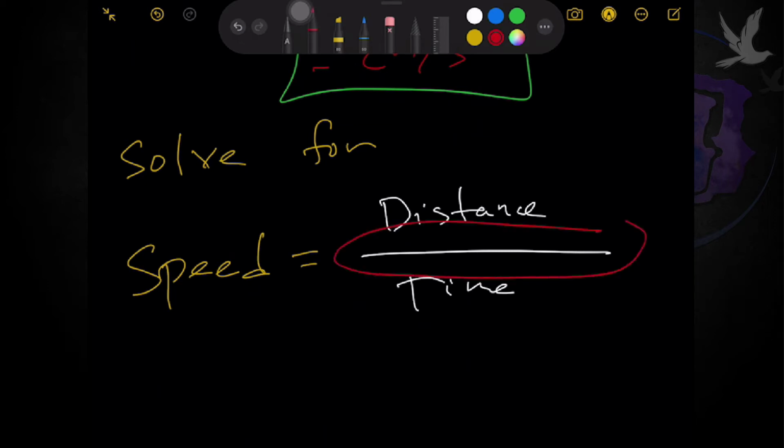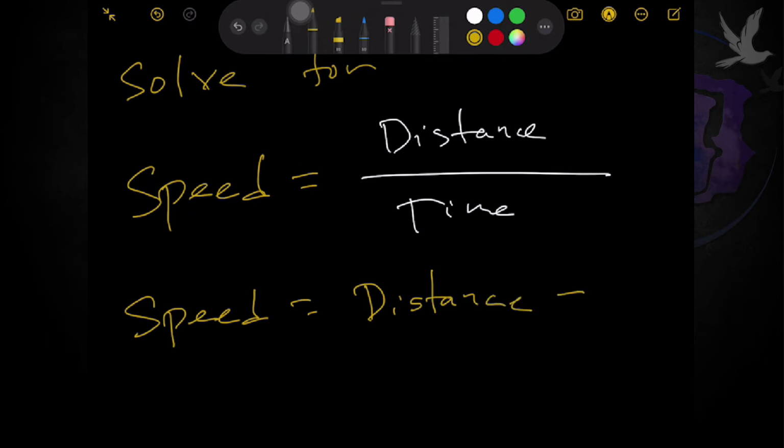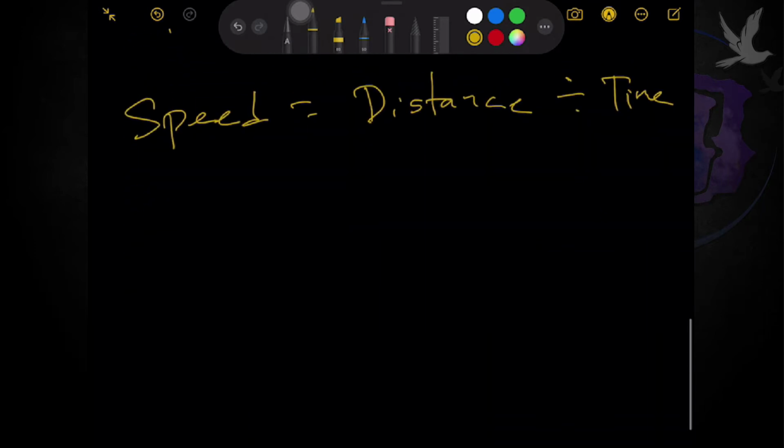Ano ang representation nito? It's division. So which means if you're going to solve for speed, all you need to do is just to take the distance then divide it with time. And once you'll be able to get the units, no? Pwede makuha nyo na yung speed.